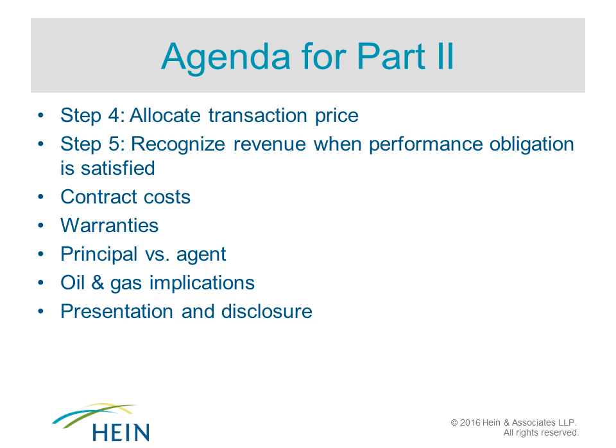We left off in the first webinar at the third step. So today we'll be talking about step 4, which is allocating the transaction price, and step 5, which is recognizing the revenue when the performance obligation is satisfied. And then we have somewhat of a sundry list of some other topics. Contract cost, which is a new ASC section that came about as a result of this standard.